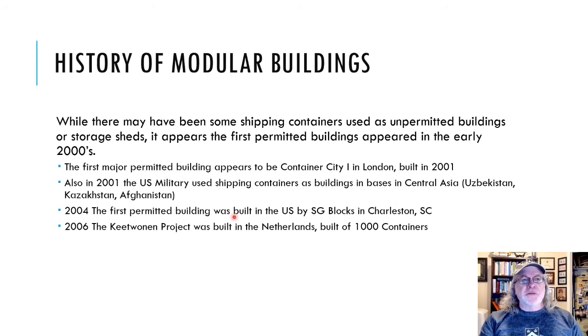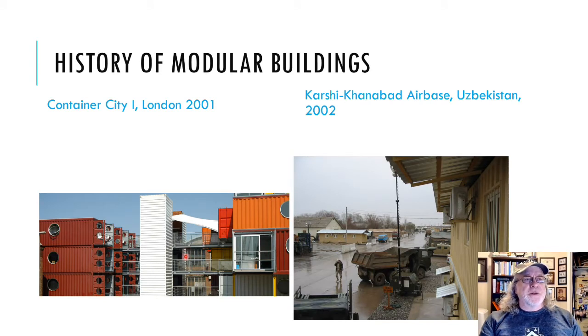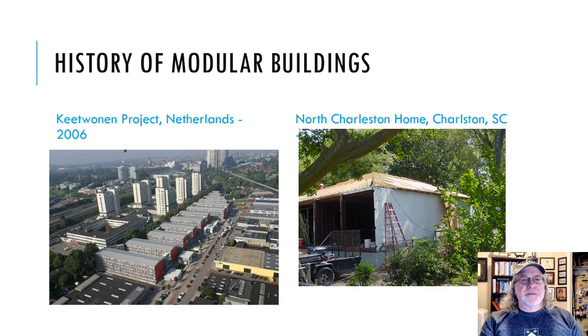The first permanent building in the U.S. that we know of is SG Blocks in Charleston, South Carolina. And there was the Keetwonen project built in the Netherlands of 1,000 containers. Going through, this is the Container City one in London. Here is where I was working out of in Karshi-Khanabad in Afghanistan. We called it K2. A miserable place as far as weather, but the building was nice. And this is the Keetwonen project. This is the home that SG Blocks built.